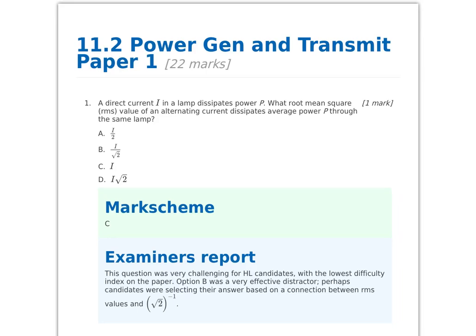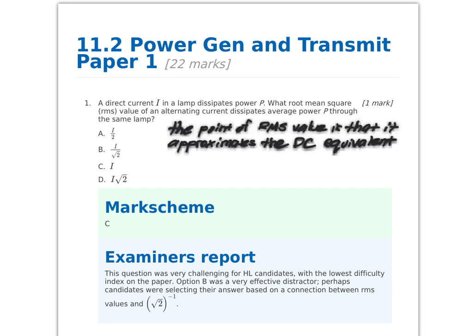Okay, so here we have the 11.2 paper 1 questions. So power generation and transmission. The examiner's report says that this question was challenging, but it's challenging if you don't realize the connection between RMS value and direct current value. And it's kind of the entire point of taking RMS value.